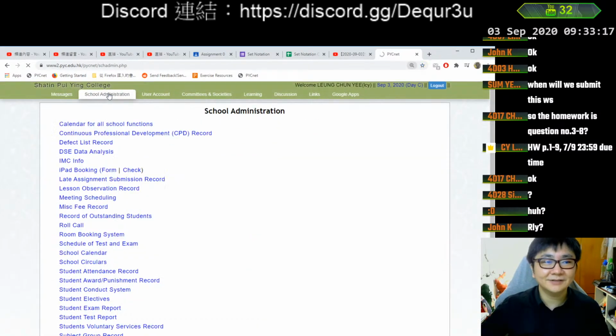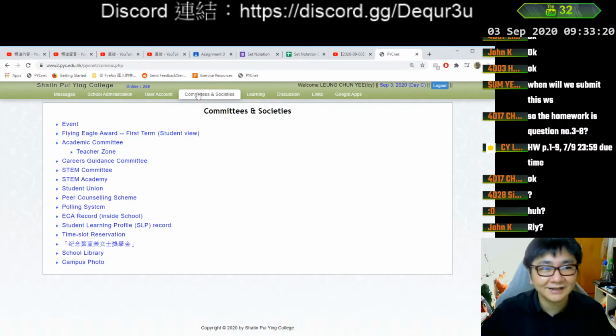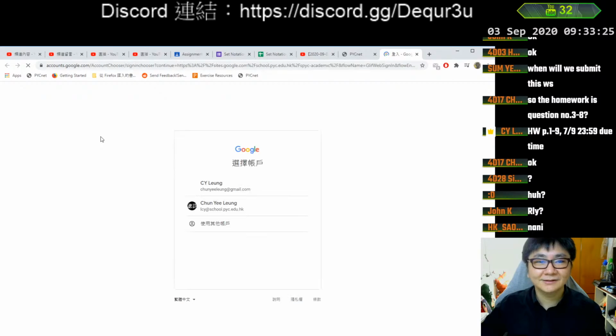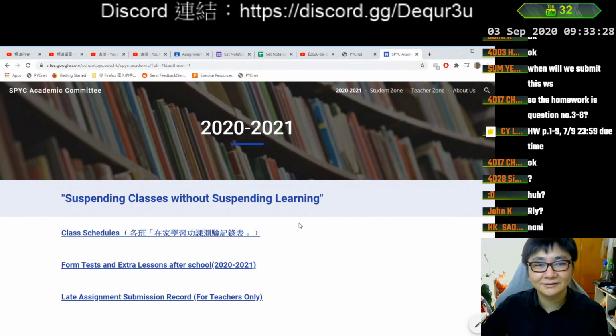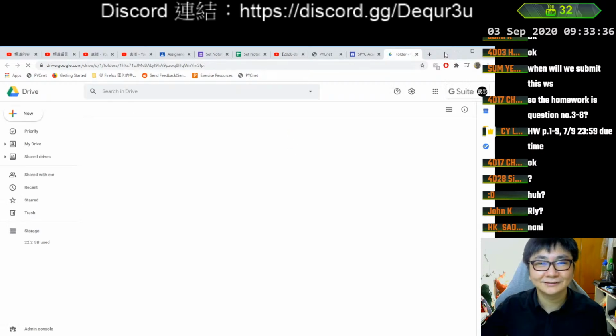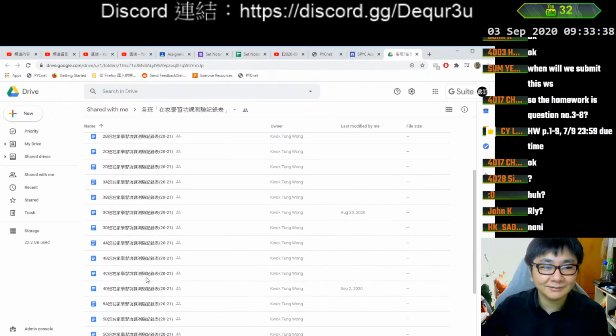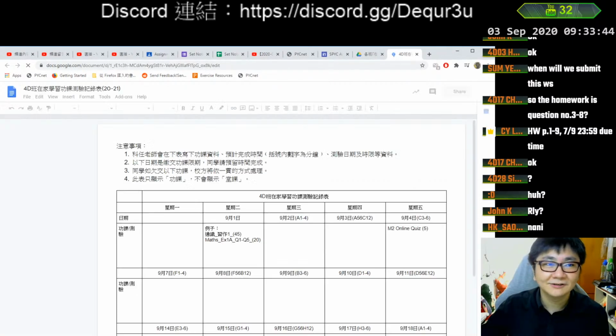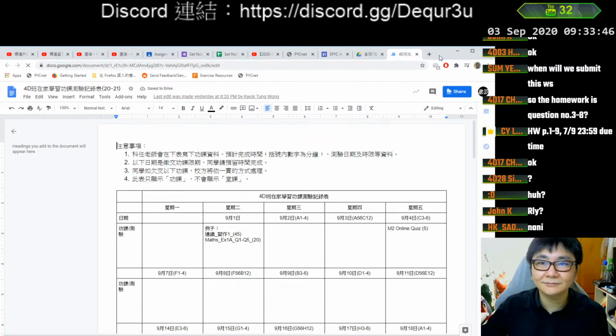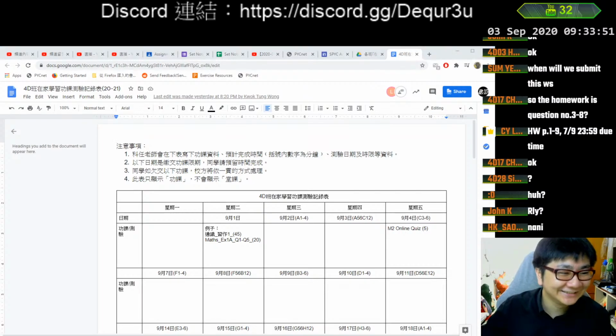You can go to school administration, committees and society, and then the academic committee, and then you can use your Google login and see the class schedule. And then you can see at least your own class, 4D. Then you can see all the homeworks here. Yes, there is an online handbook.